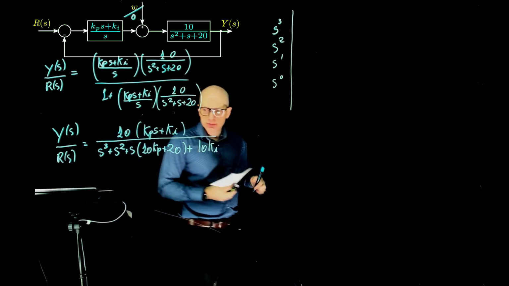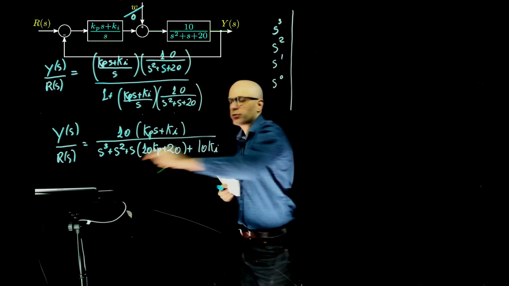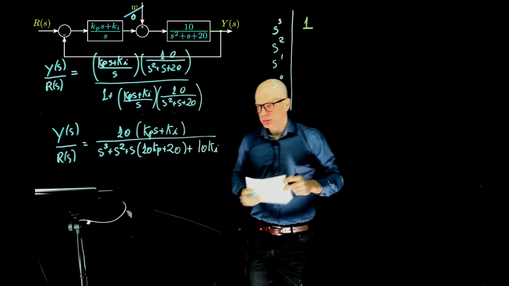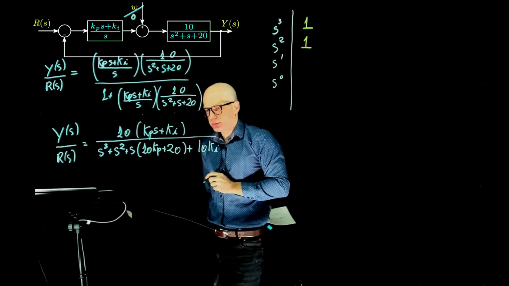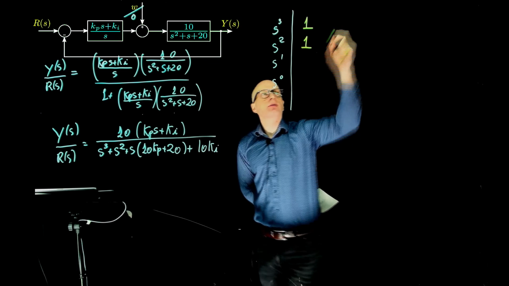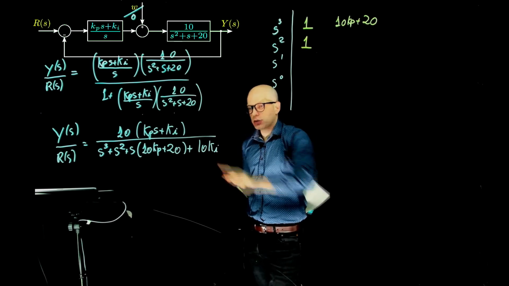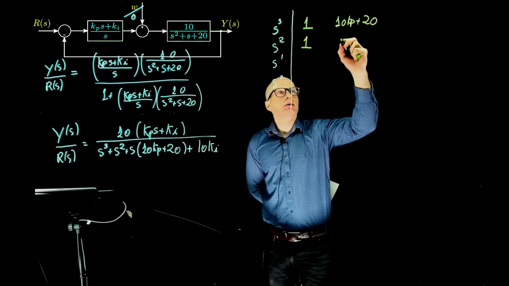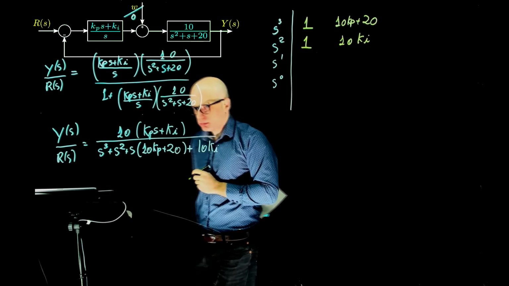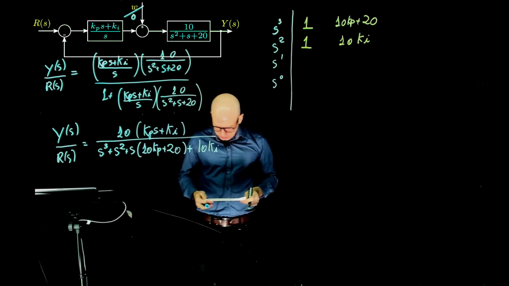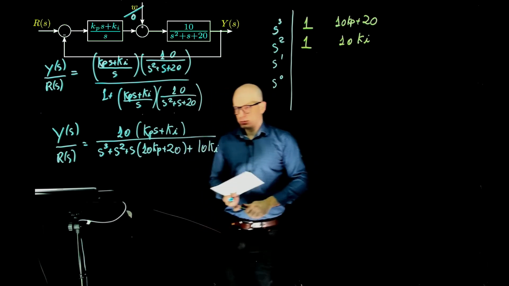What are the coefficients here? The first one, right there, is the coefficient of s3, which is 1. The second one is the coefficient of s2, which is also 1. The coefficient of s is this entire thing, 10 Kp plus 20. And the coefficient of s to the power of 0 is 10 times Ki. Are we good? Yeah?